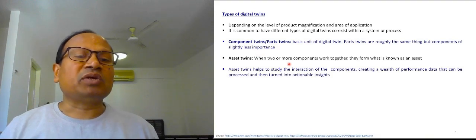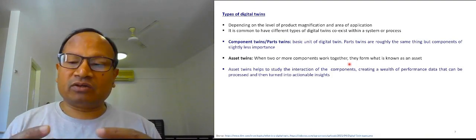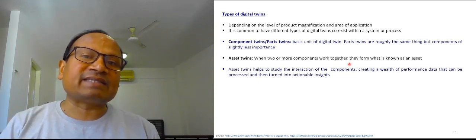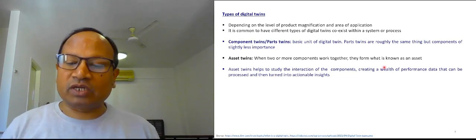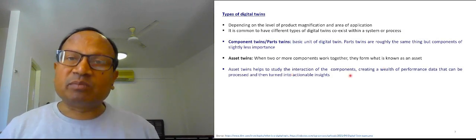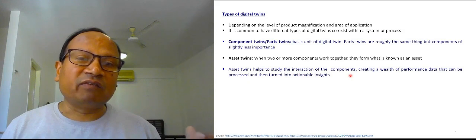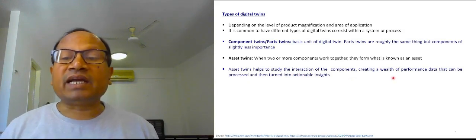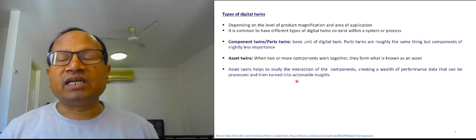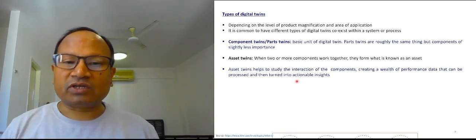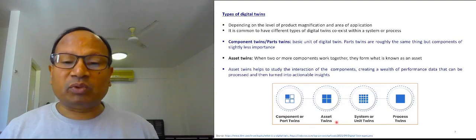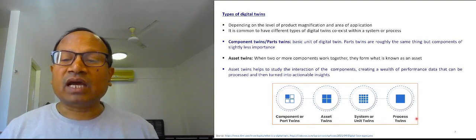Asset twins: when two or more components work together for a particular task, they contribute as an asset to the system. So they form what is known as the asset. Asset twins help to study the interaction between the two components, what the flow between the two components is, and create a wealth of performance data that can be processed and then turned into actionable insights or commands. So you can see component or part twins, asset twins, system or unit twins, and process twins.